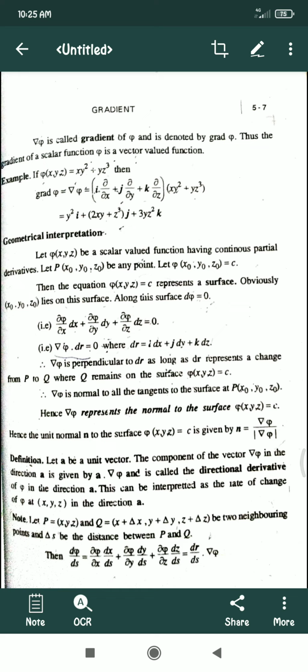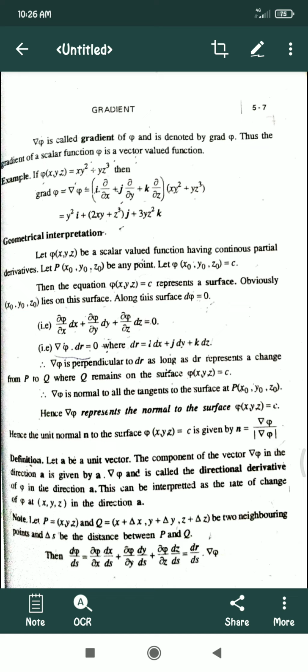Here del pi is perpendicular to dr, as dr represents a change from P to Q, where Q remains on the surface pi of x, y, z equal to c. Here we have del pi normal to the tangent surface. So the del pi value, the gradient of pi, is normal to the tangent surface. So we have chosen a tangent surface at the point P of x naught, y naught, z naught. Here we can have the unit normal to the surface pi. We have already chosen pi of x, y, z equal to c, which is a constant function.